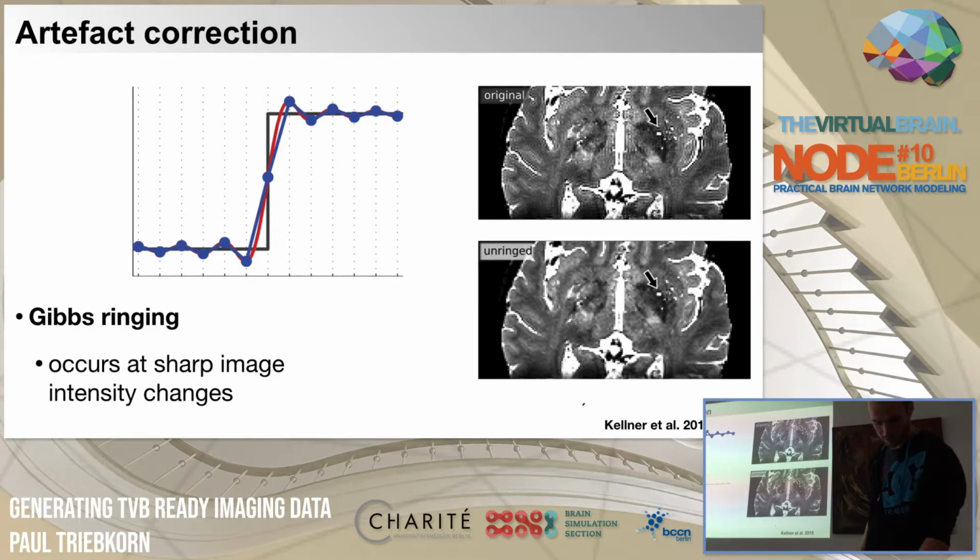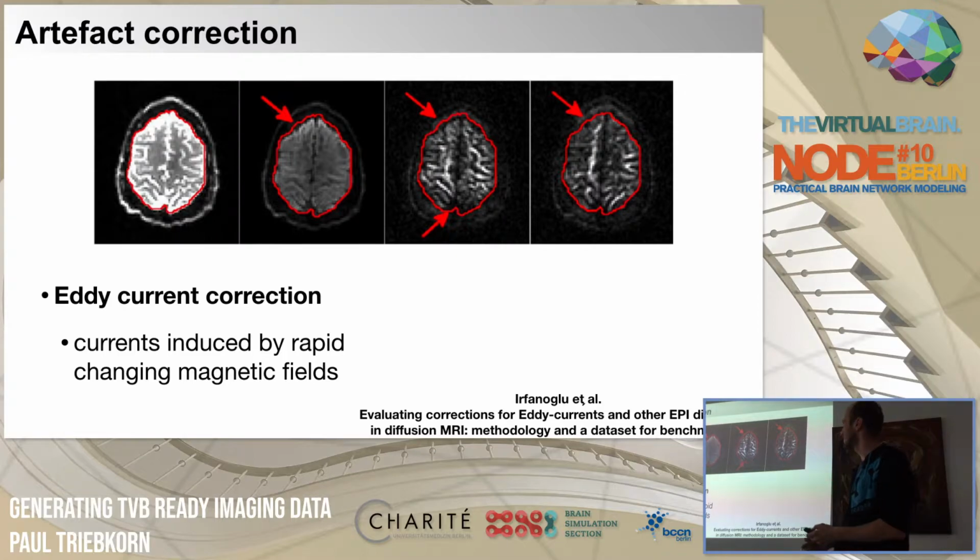This is one issue. Another one is eddy currents. Because of the imaging sequence we're using for fMRI or for BOLD, we induce currents because of the rapidly changing magnetic field. These currents induce distortions in the image. So this is what should be, this should be the region boundary. This is what you then see for different setups of the diffusion MRI. FSL eddy correct is a tool in the FSL toolbox which corrects for these distortions.